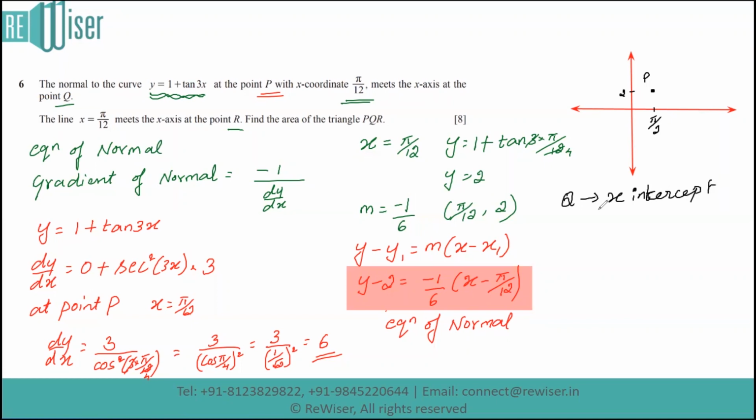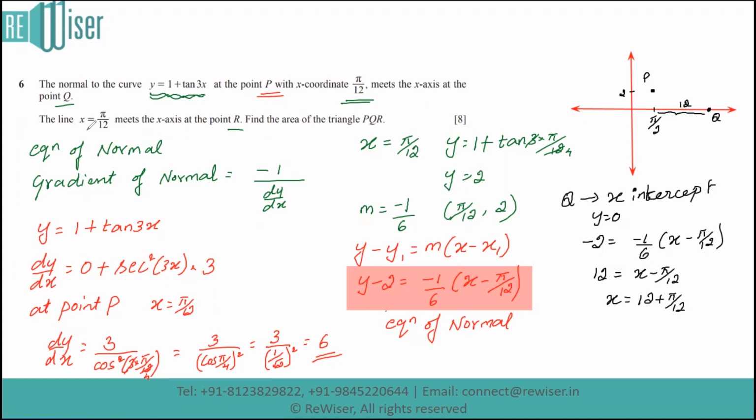For the x-intercept, we can substitute y as 0 and find the value of x. When I put y as 0, I get minus 2 equals minus 1 over 6 into x minus pi by 12. The 2 goes to the other side, and the negative 1 also goes to the other side, so it becomes positive 12 equals x minus pi by 12. So x would be 12 plus pi by 12. That means Q would be somewhere here on the x-axis, and the distance between them would be 12.